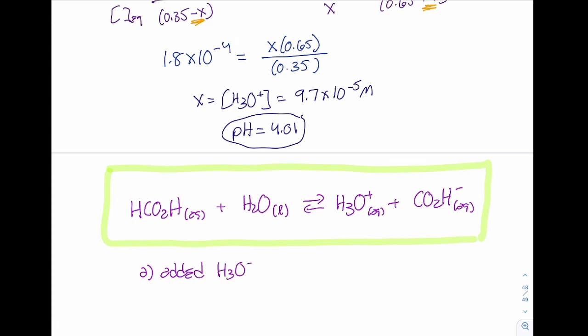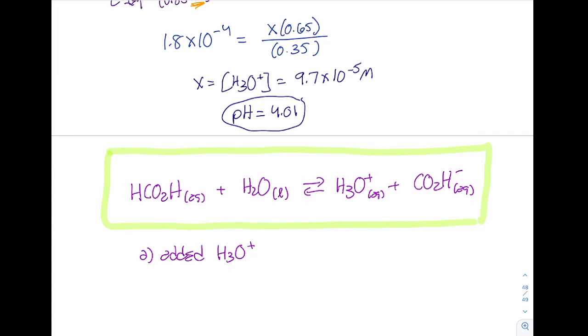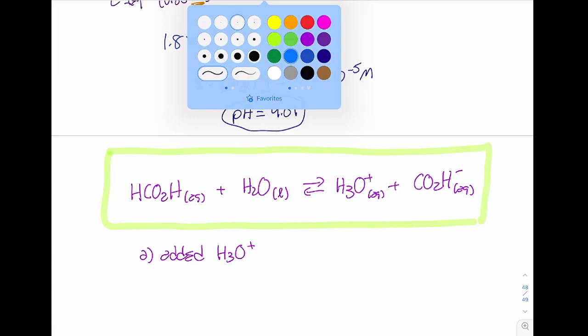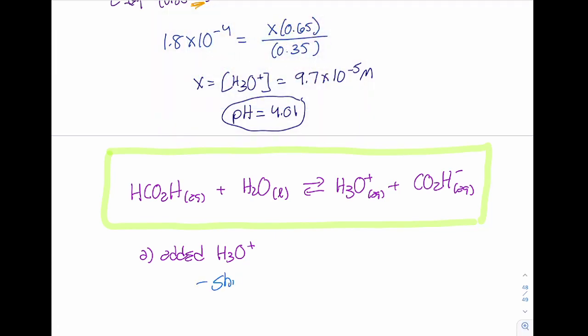If you would have gotten this question in chapter 13, and I said, which way does this reaction shift if hydronium ions are added, you would tell me it's going to shift towards reactants. This side, I have too much of it, so I need to decrease it, and I'm going to shift in that direction. So this shifts towards reactants.